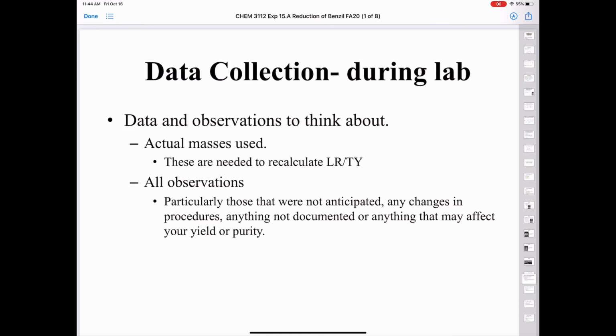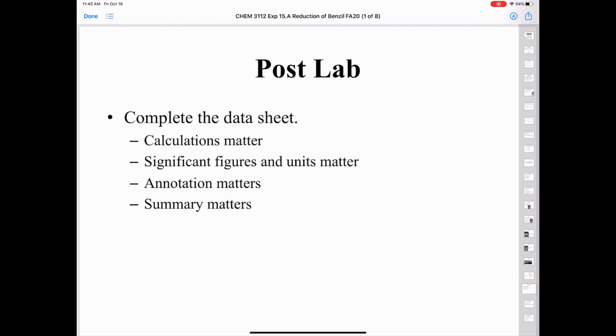Even though you've written down the masses in your procedures, remember to record the actual masses that you used, and you need to use those in order to recalculate the limiting reactant and the theoretical yield. Also, be sure to record all observations, particularly anything that you don't expect, and any changes to procedures. When you get home, be sure to complete the data sheet. Remember that calculations, sig figs, annotation, and the summary is all very important. All of it matters in determining your final grade.